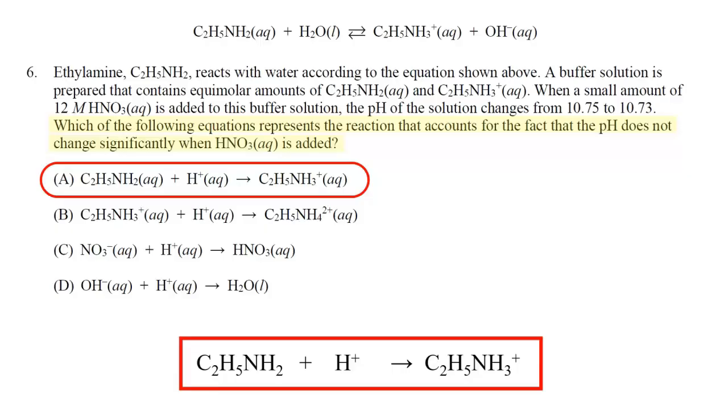And the reactions in choices C and D are not specifically referring to this ratio of the weak base and its conjugate acid. So the correct answer to question 6 is choice A. Now, as we move on to question 7, we're going to see a similar type of question in which a buffer solution is prepared, but in question 7, a small amount of a strong base will be added to the buffer. Let's take a look at question 7.